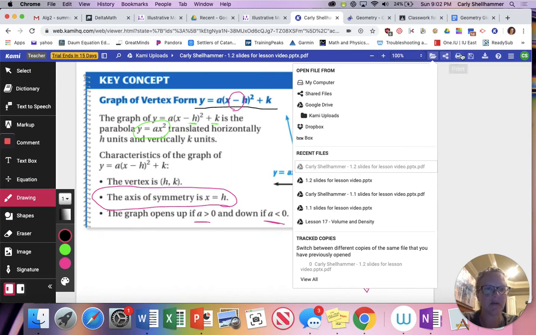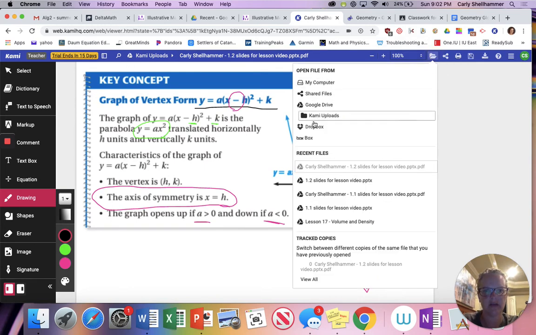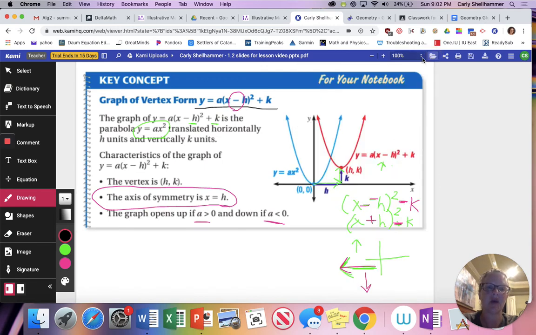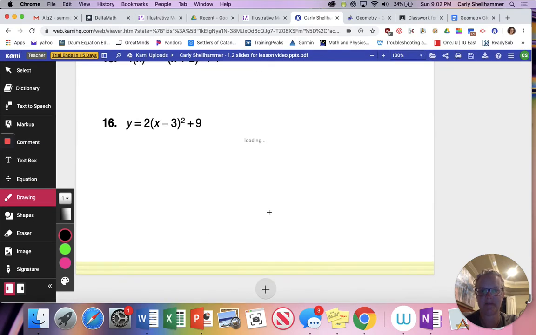I know I can do a blank file. Menu. All right, let's see if I can close this. Open file. Shared, Cami uploads, Dropbox. And if I pause my Loom video right now, I'm going to stop it and then I have to start all over. All right, so let's just get a blank page.